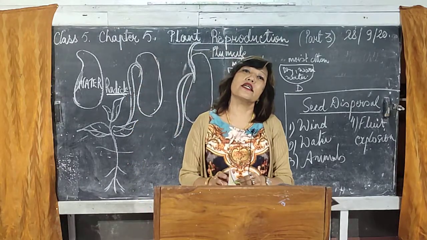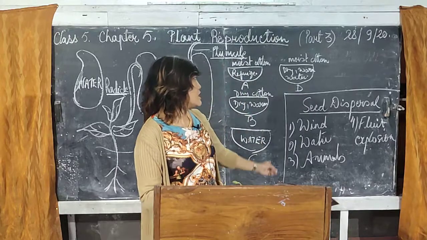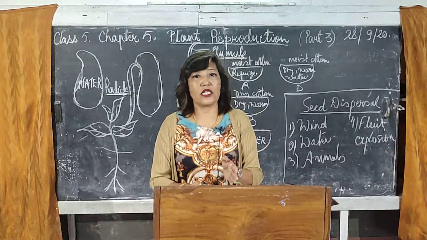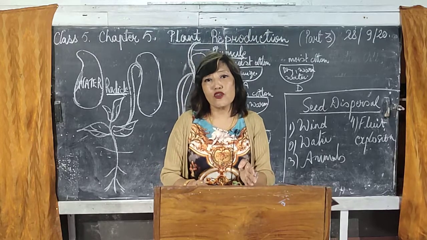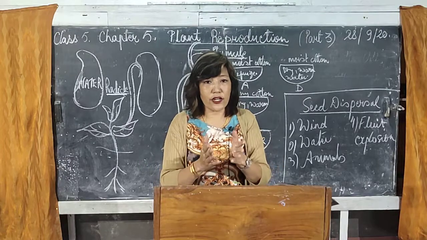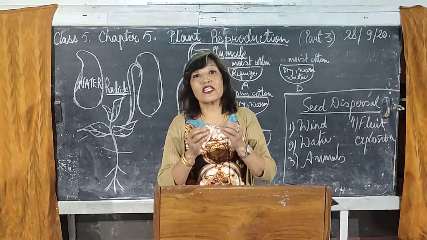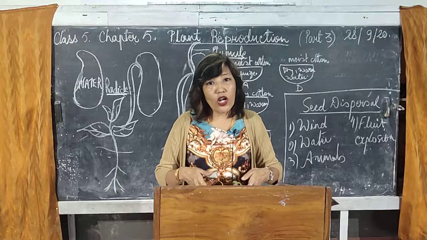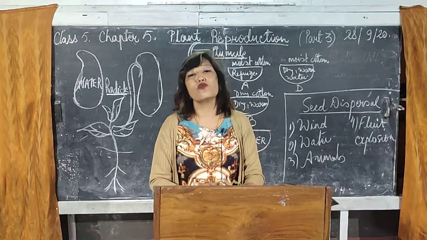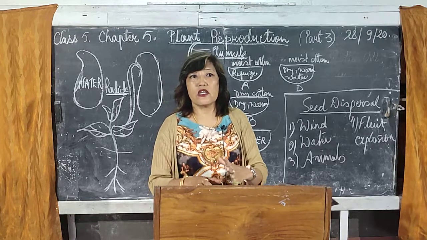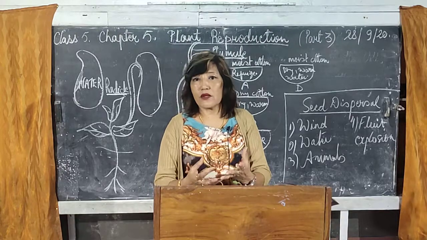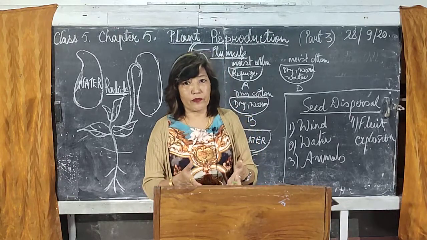Now the next part is seed dispersal. Now you know children, plants are fixed. They cannot move. They are fixed in one place. Alright. So what happens? Since they are fixed in one place, if the seeds of the plants fall near the parent plant, then what will happen? All the seeds will not germinate, because you can see the number of seeds also. Isn't it? Hundreds of seeds will fall near the parent plant.